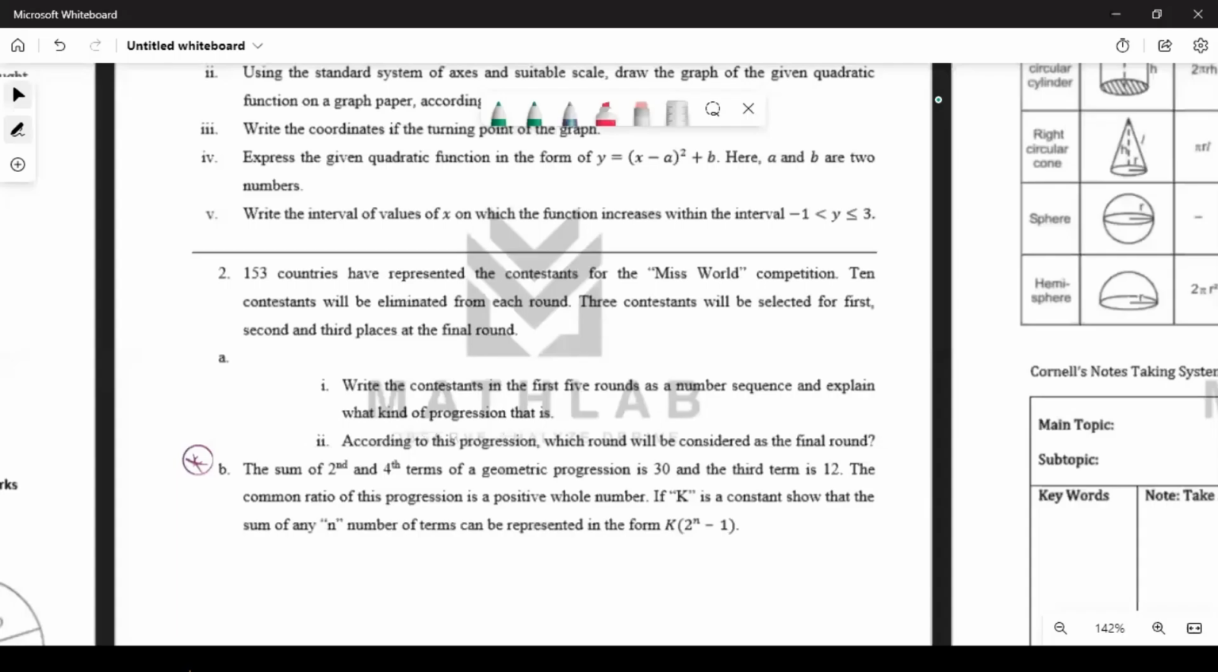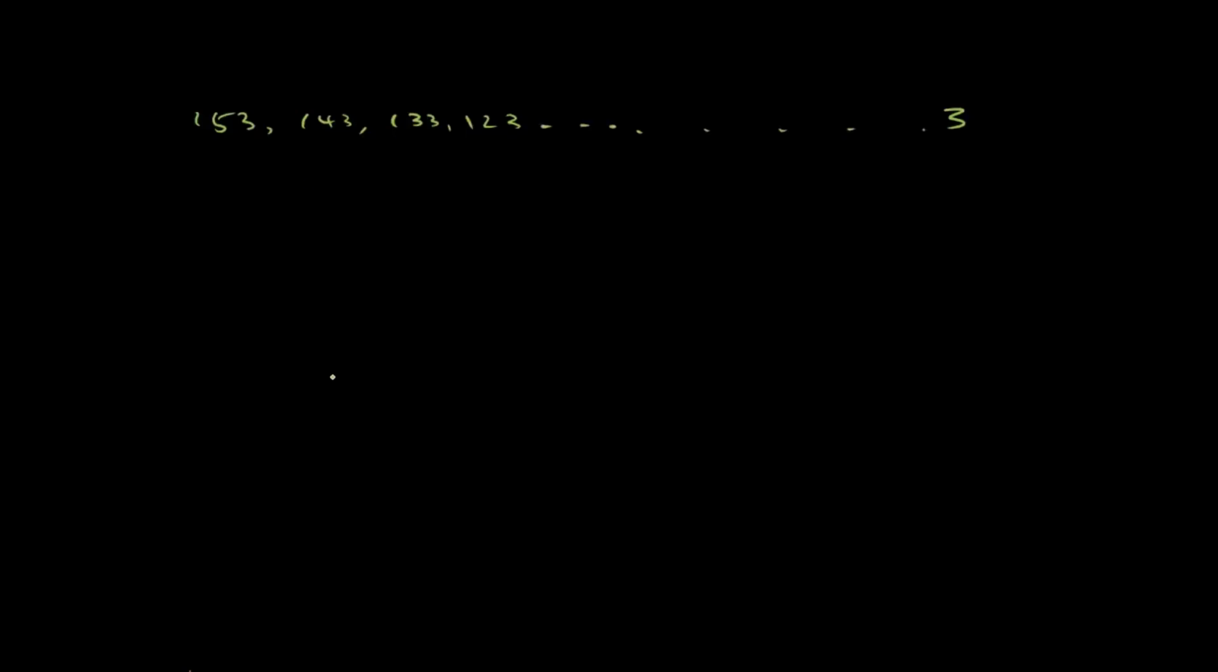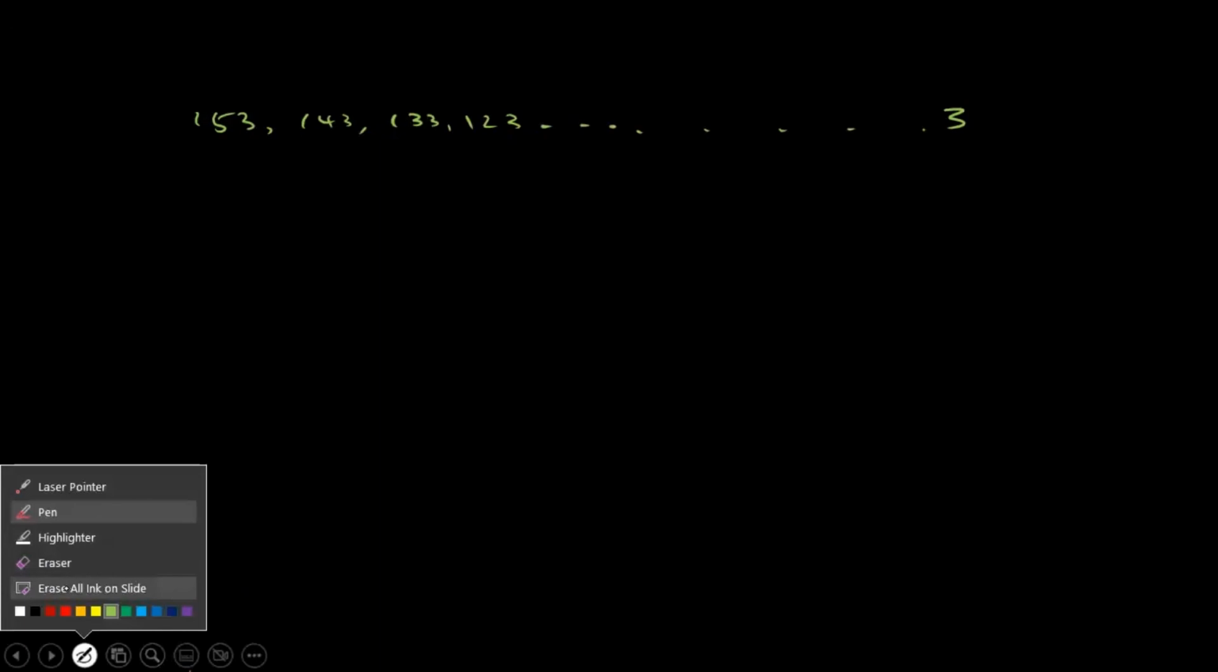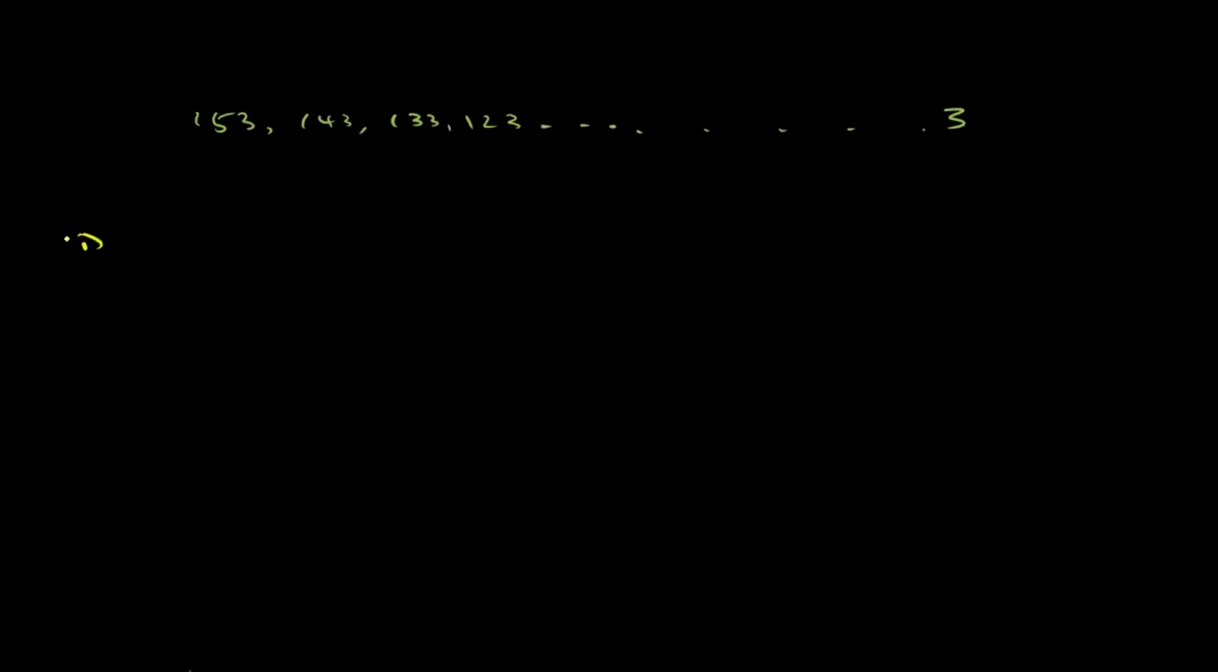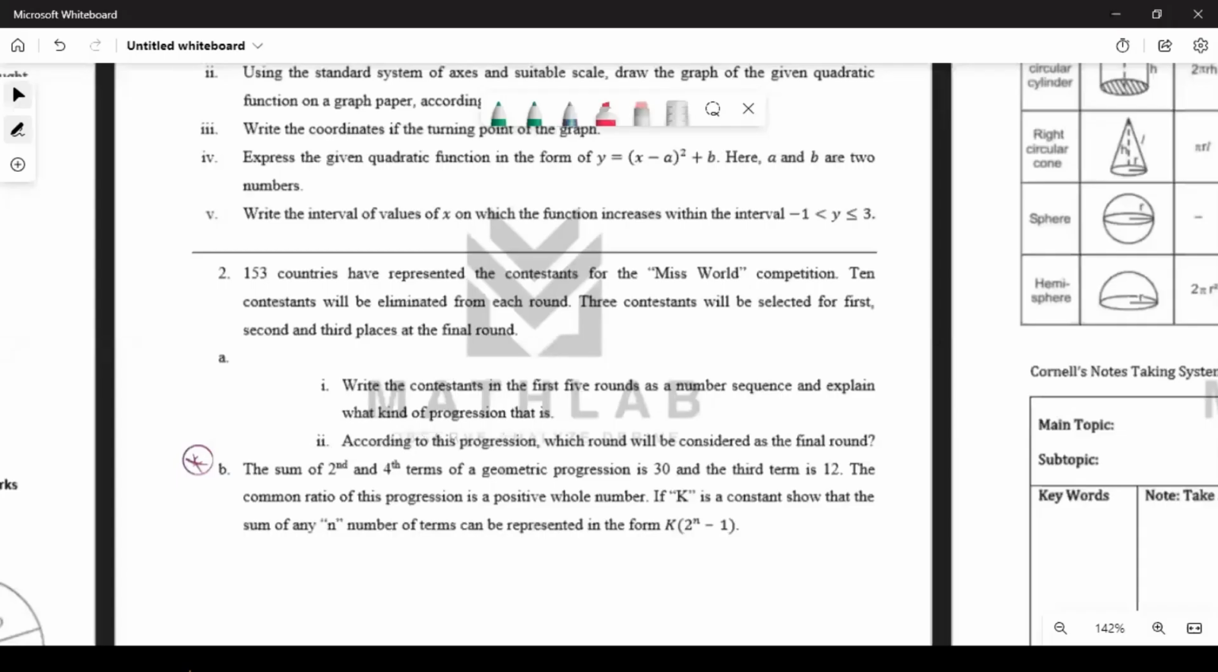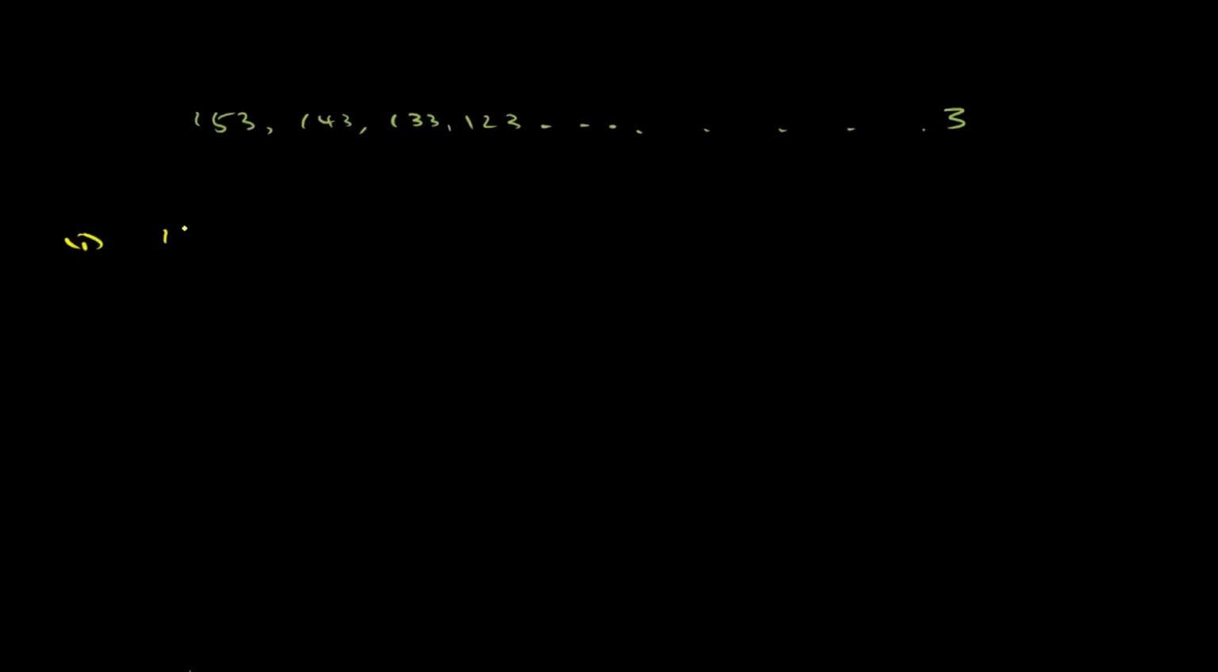Next, what they are saying: part A, write the contestants in the first 5 rounds as a number sequence. This is what they're expecting from you. First question, write the contestants in the first 5 rounds: 153, 143, 133, 123, and then 113, and it goes on. They wanted us to write it as a sequence. This is the answer.